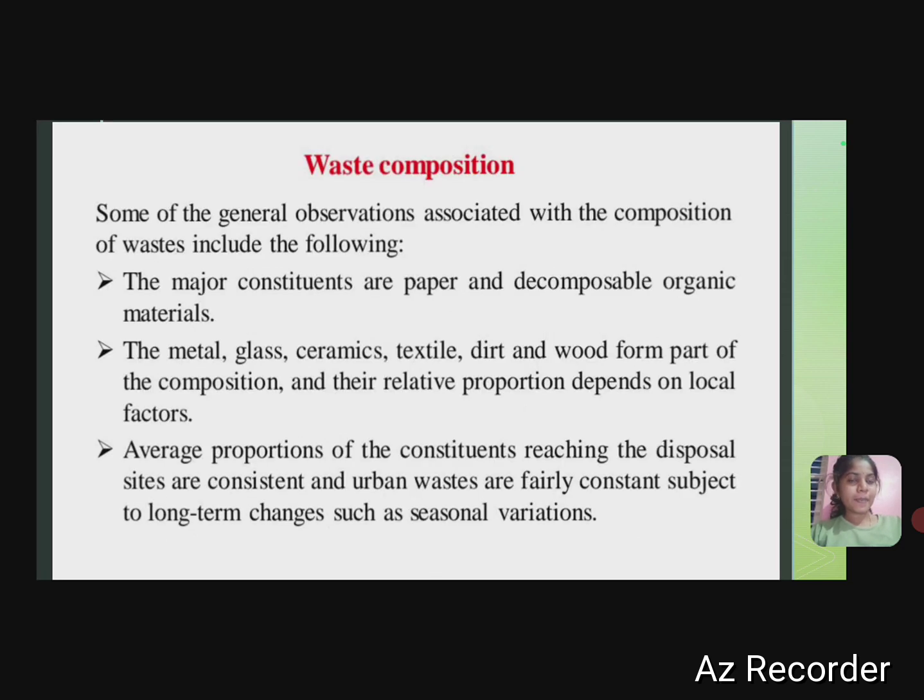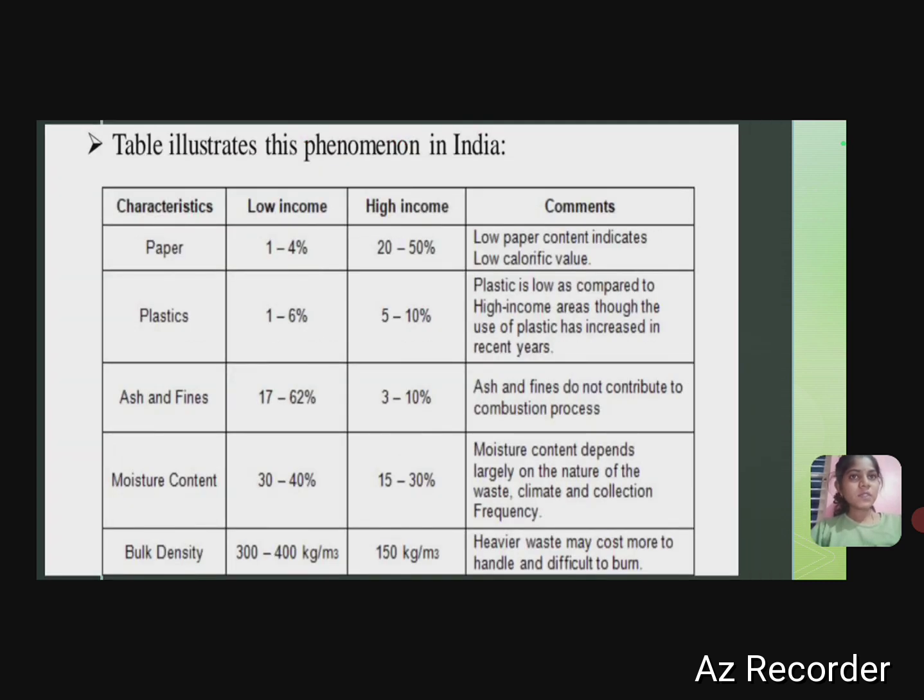The last, waste composition. Some of the general observations associated with the composition of waste include the following. The major constituents are papers, decomposable organic materials, metals, glass, ceramics, textiles, dirt and wood, which form part of the composition, and the relative proportions depend on local factors. Average proportions of constituents reaching the disposal sites are consistent. Urban waste is fairly constant, subject to long-term changes such as seasonal variations. The table indicates this phenomenon in India.